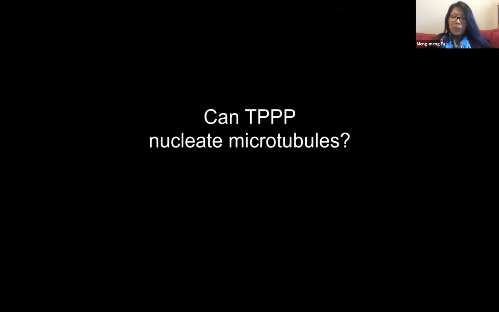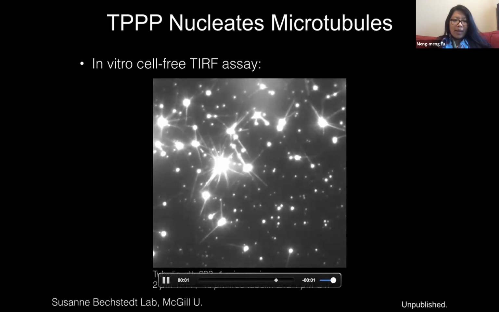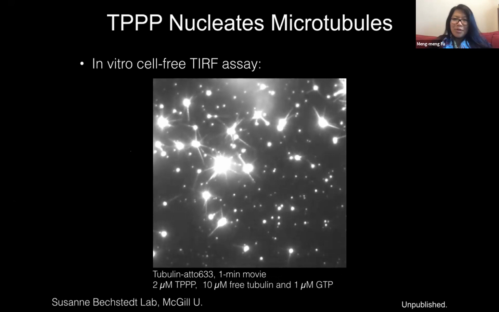And so to come back to a very basic molecular level to ask what is the function of TPPP, we asked if it is sufficient to nucleate microtubules. And to do that, we looked at a cell-free biophysics assay. So this is work from my collaborator, Suzanne Beckstead at McGill. And I was very fortunate to present this work at ASCB several years ago, where I met Suzanne. And completely separate from us, Suzanne had performed a screen of recombinant MAPs to identify novel nucleators of microtubules. So one of the robust nucleators that she identified is TPPP.